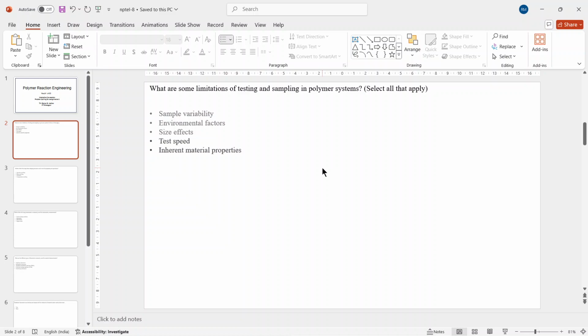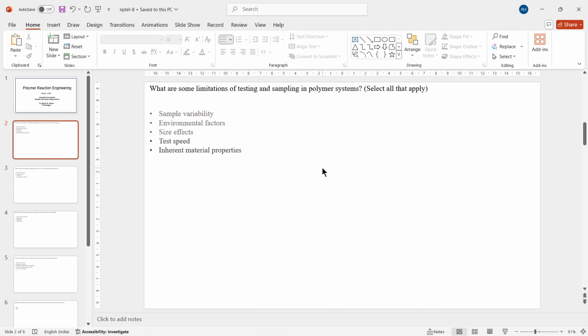Now, testing speed may vary, but it should give a similar kind of result for all the polymer samples. So that's why test speed can vary, but it will ultimately generate similar results. Since polymer materials are viscoelastic in nature, the testing speed will be accordingly adjusted, and if both are following the same test speed, the same kind of result will be generated. So that's why it won't affect the testing of the sample.